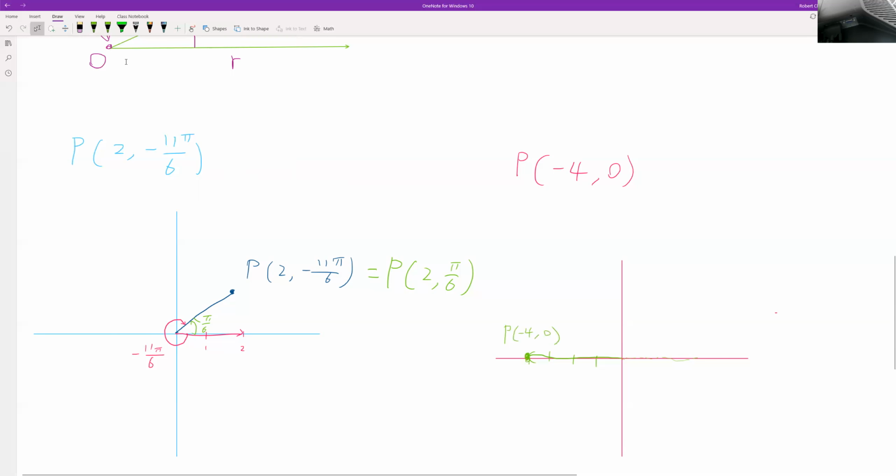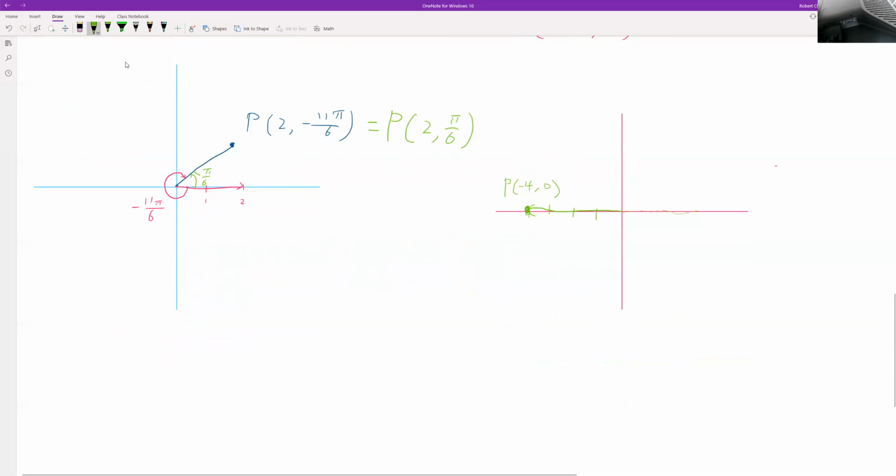Whereas P of positive 4 and 0 will be right here, because we're not rotating and we're taking a positive radius of 4. So a negative radius is just going to tell you that we are actually pointing in a different direction.